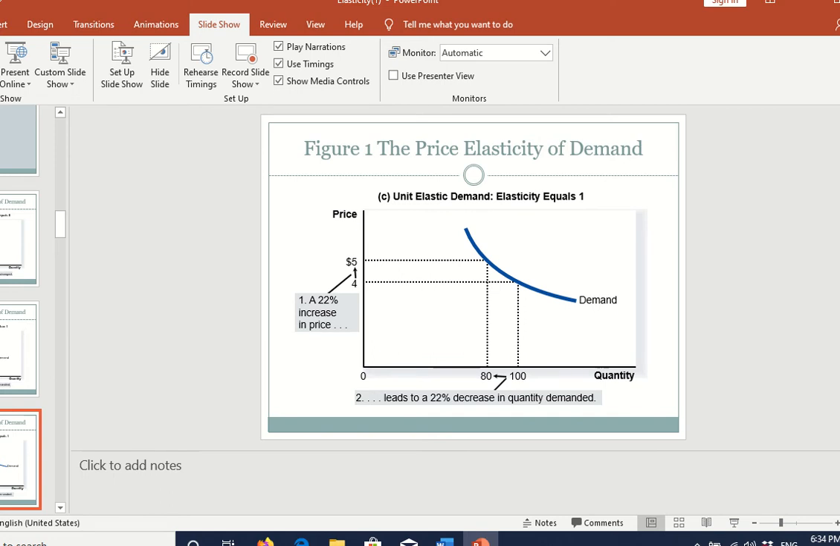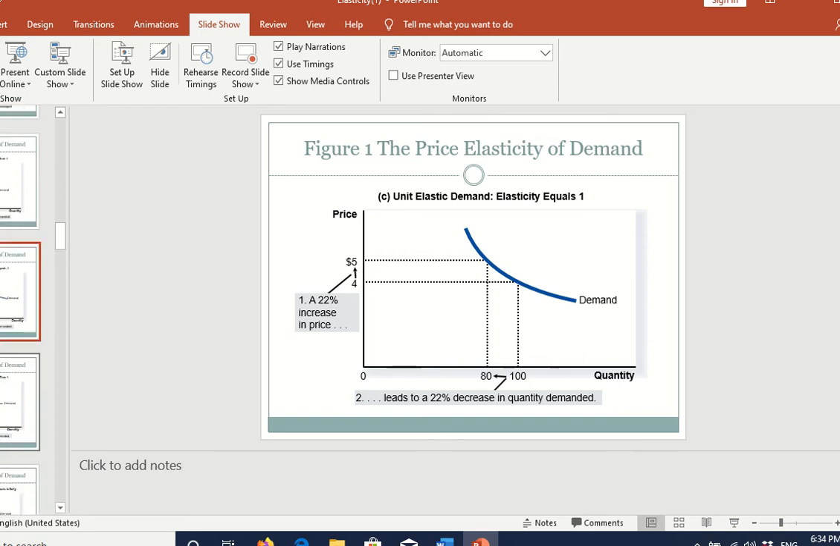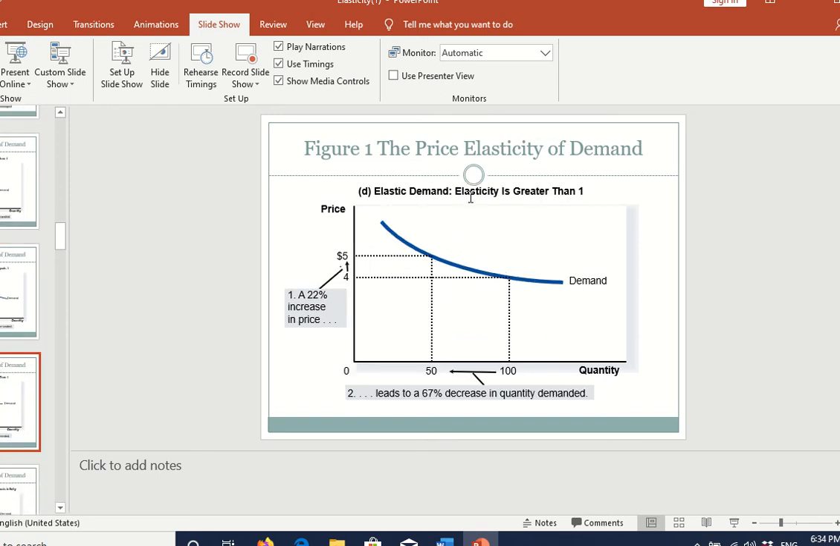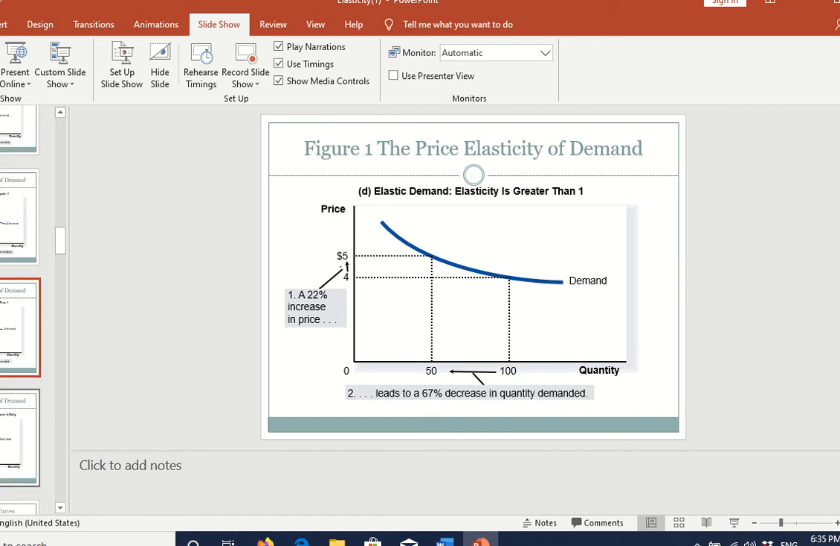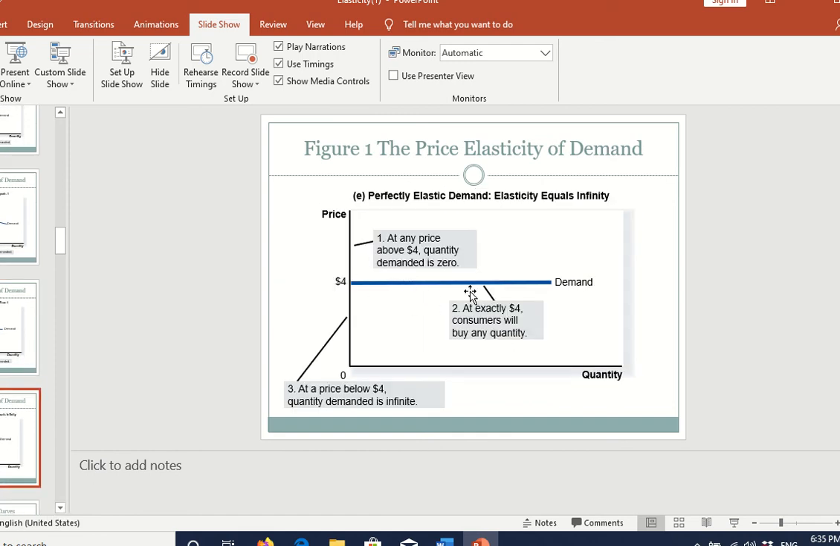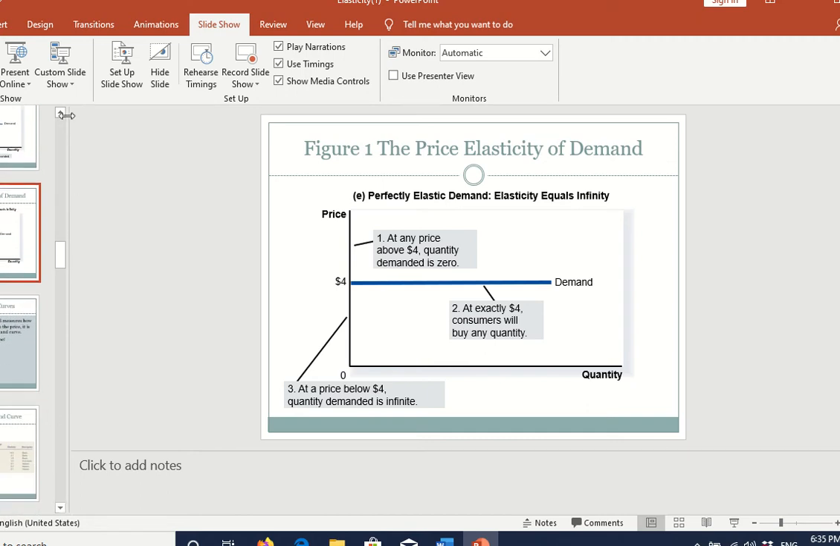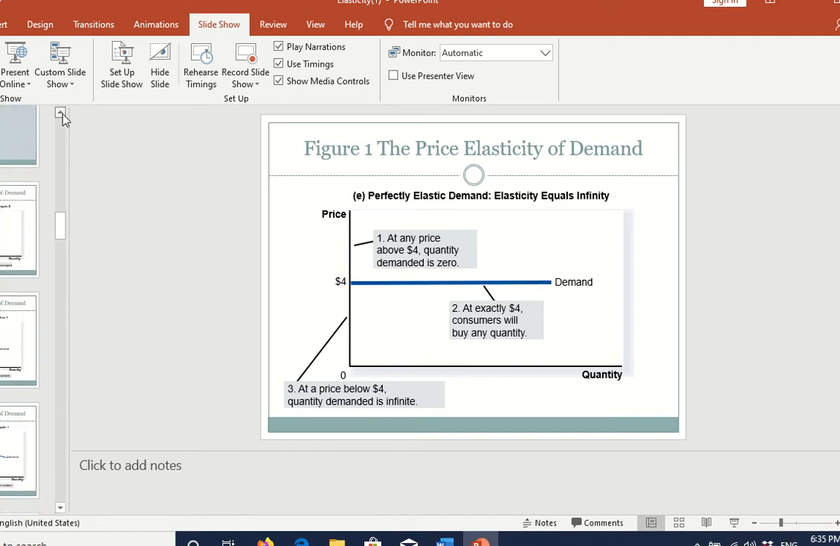And then the price elasticity of demand increases to 1. So unit elastic demand. And then we have this, when the price elasticity of demand increases even further. It's greater than 1 in this case. So this is an elastic demand. And then the last one, the horizontal demand curve. So perfectly elastic demand, when the price elasticity is equal to infinity. So if you want to, you can go over this slide one more time.